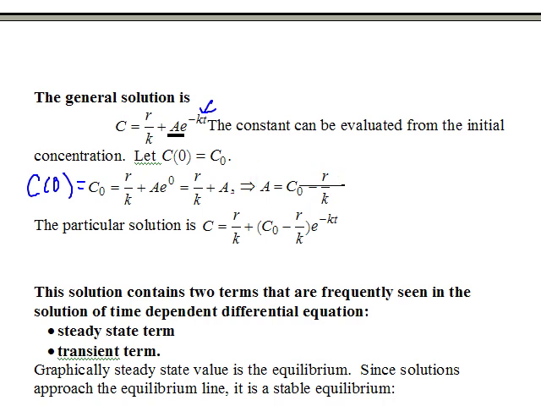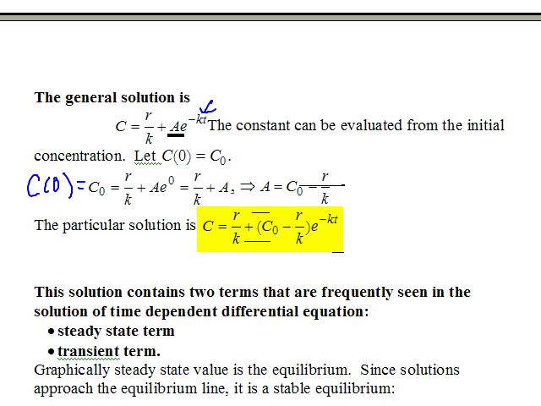So here is the particular solution for the concentration of the drug in the body for this particular kinetics. The concentration at time t equals an equilibrium value R over K plus the initial condition minus R over K, times e to the minus kt.